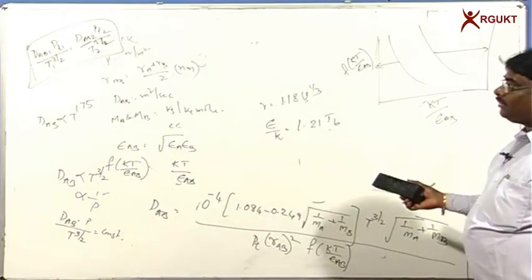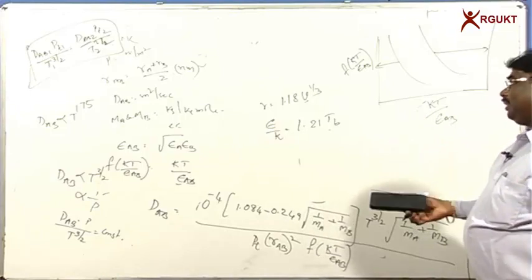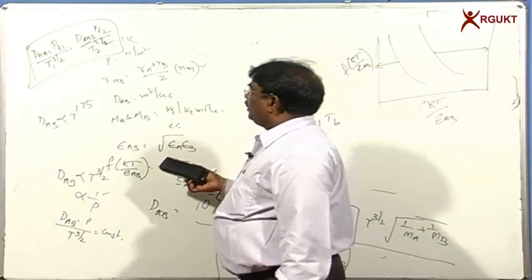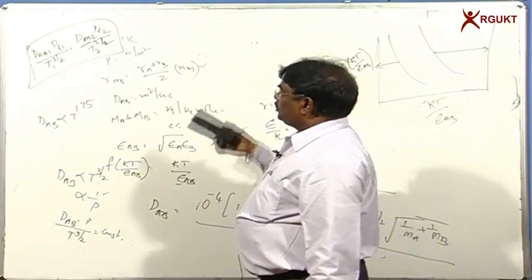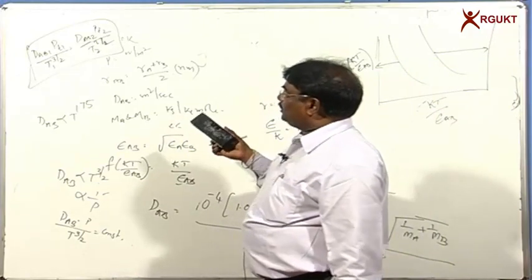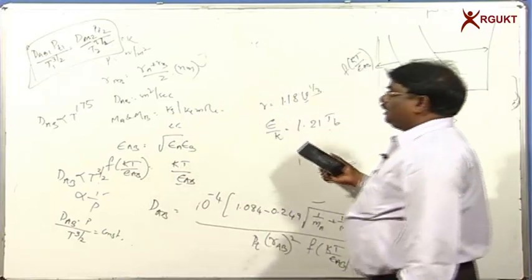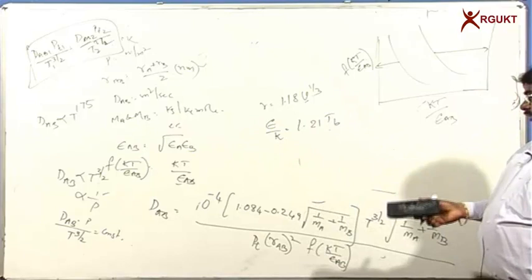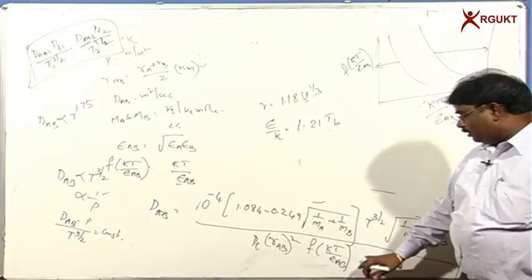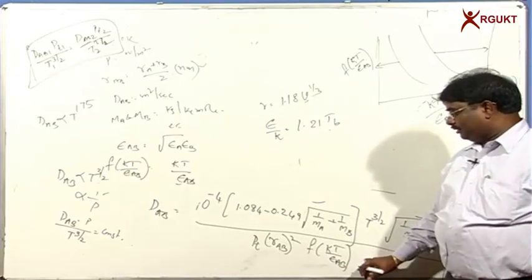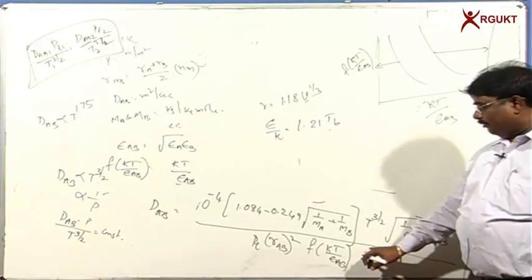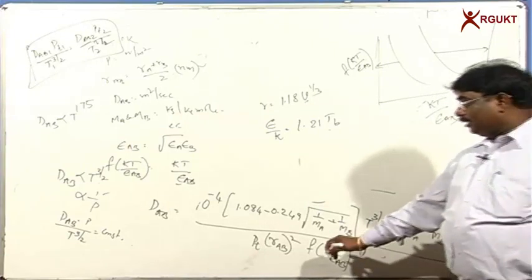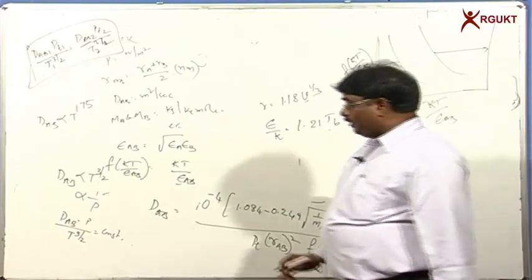If I know the conditions at one location, maybe at point 1 where the pressure and temperature are P1 and T1, and there is a new location where the pressure is P2 and temperature is T2, then one can use this equation to calculate the new diffusion coefficient. So one can use this expression, the Wilke equation, for the calculation of the diffusion coefficient of A in B. If I know the temperature, pressure, molecular weights and the collision parameters, I can calculate the diffusion coefficient.